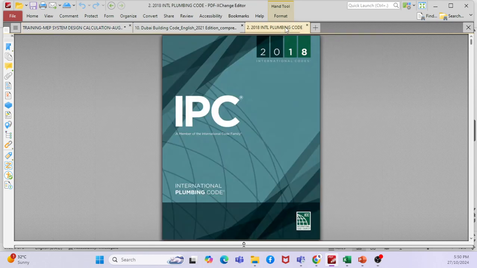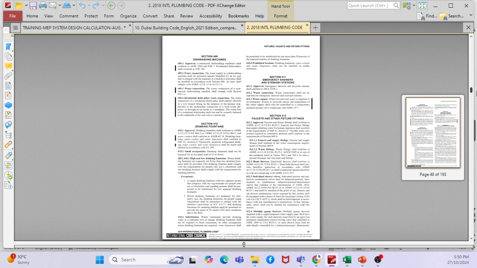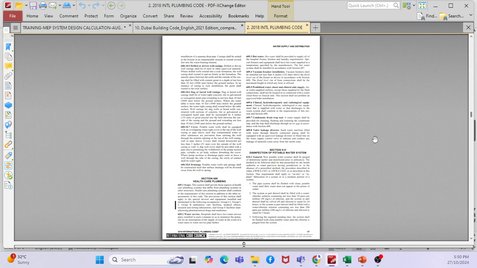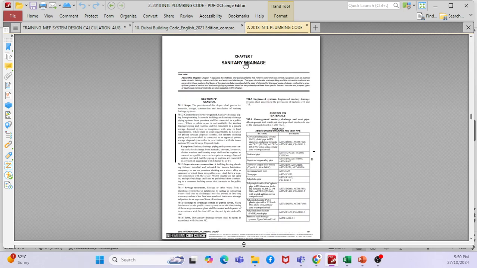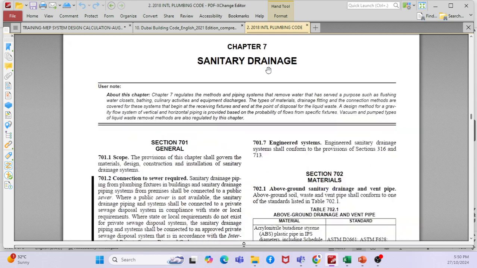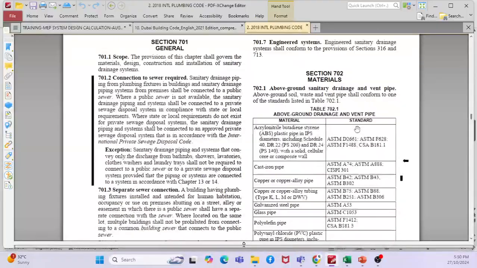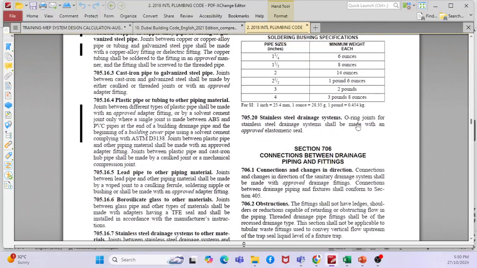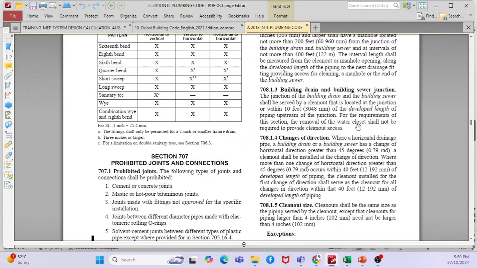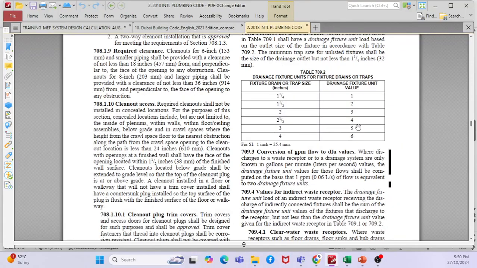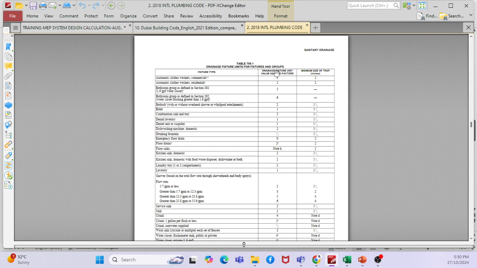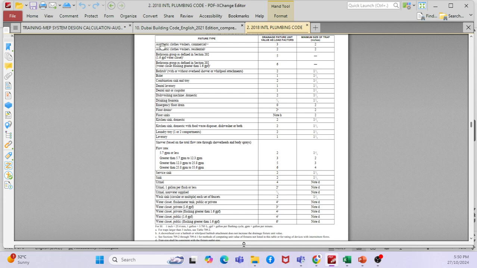Okay, so if you go to the International Plumbing Code, say for example chapter 7, you have sanitary drainage. This is what we went through last week, the complete codes and standards, right? If you go to the standards for the drainage fixture unit sizing, here we have seen the drainage fixture unit fixtures and groups, right? You have different types of fixtures.